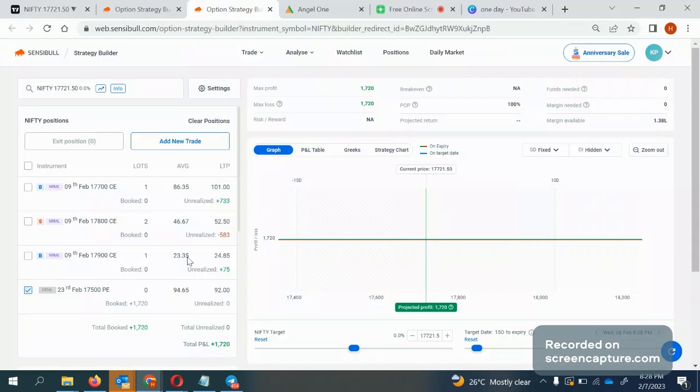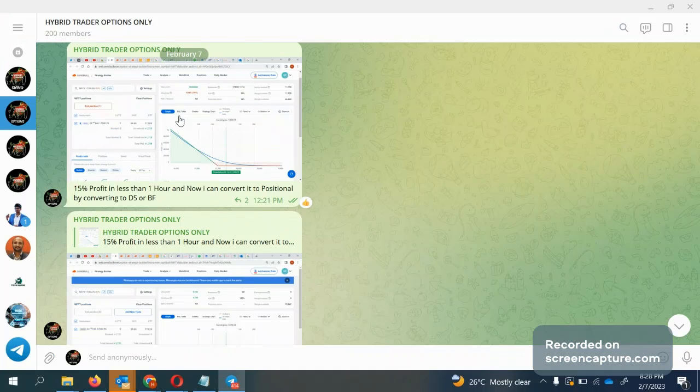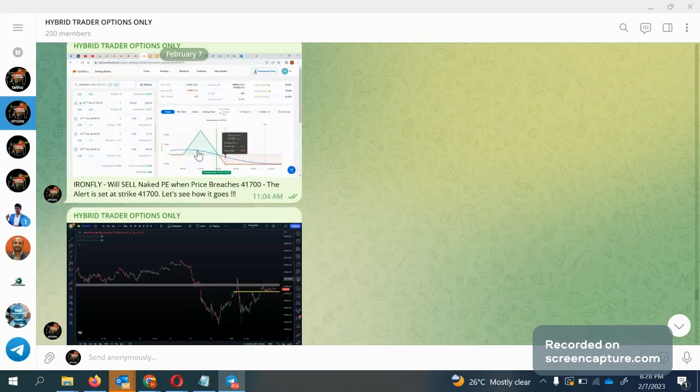Now if you look at this trade, just forget about these three legs. What I've done is, first in the morning today I deployed a naked put in Nifty. This is the 17500 naked put. Let me show you whether this is real or wrong. Let me show you, guys.